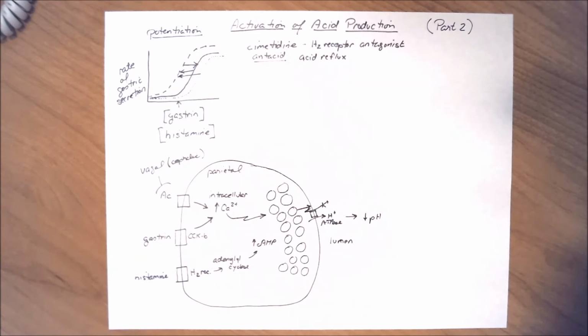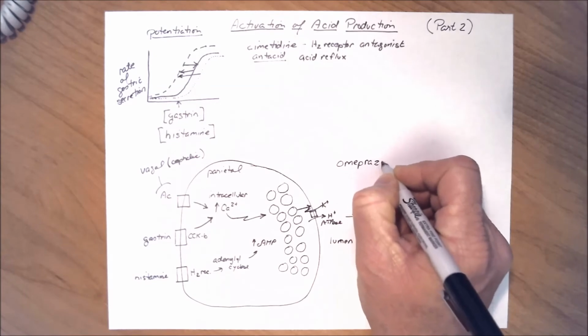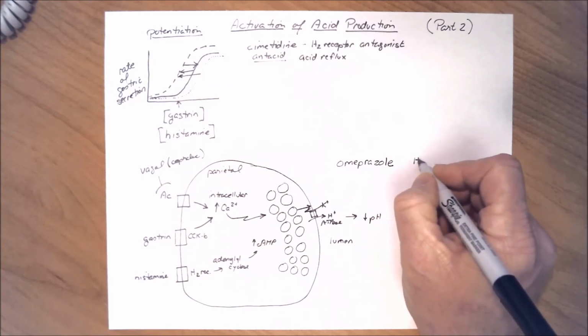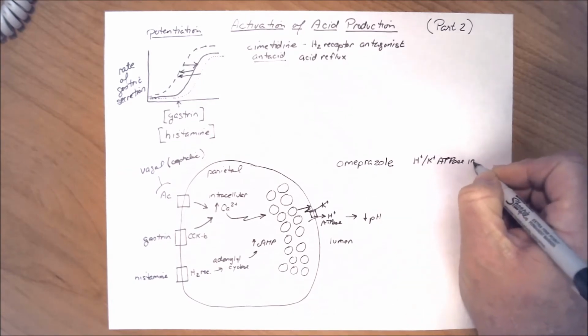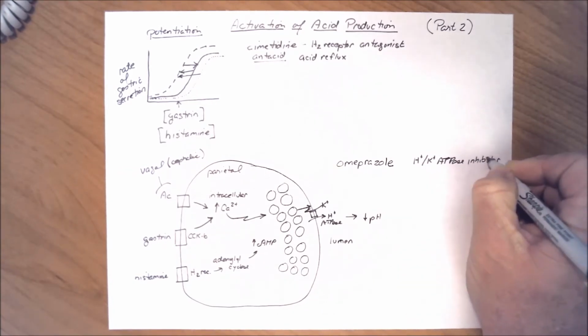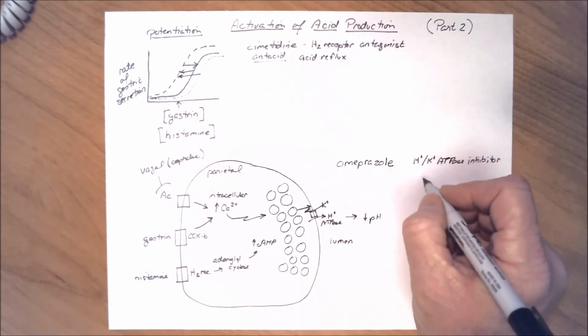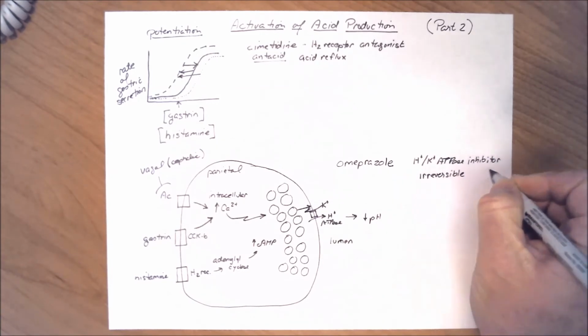This is a good point to mention the next drug, omeprazole. Omeprazole is a proton potassium ATPase inhibitor. Many of you probably know that omeprazole is now most of the time the drug of choice for inhibiting acid production. The reason for that is that omeprazole is an irreversible inhibitor.